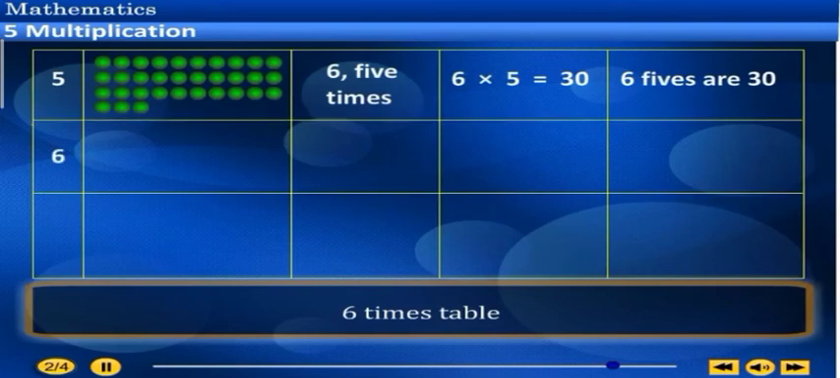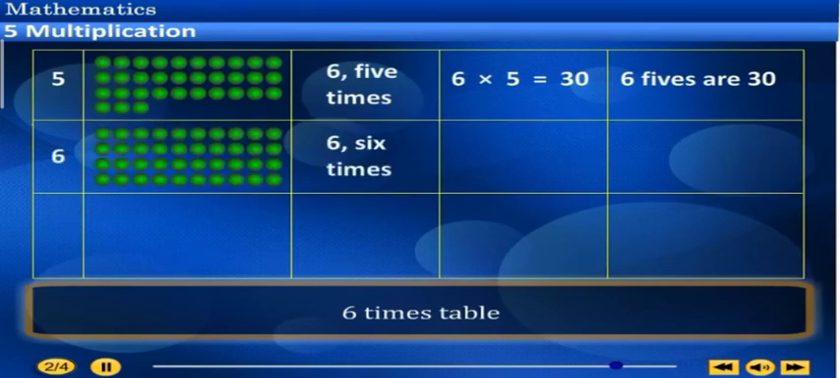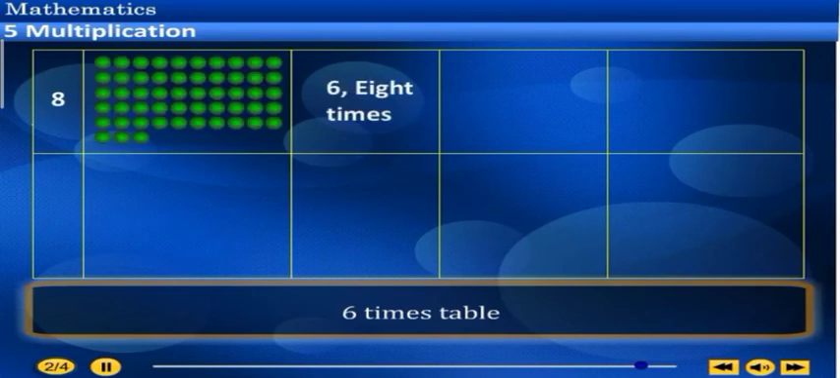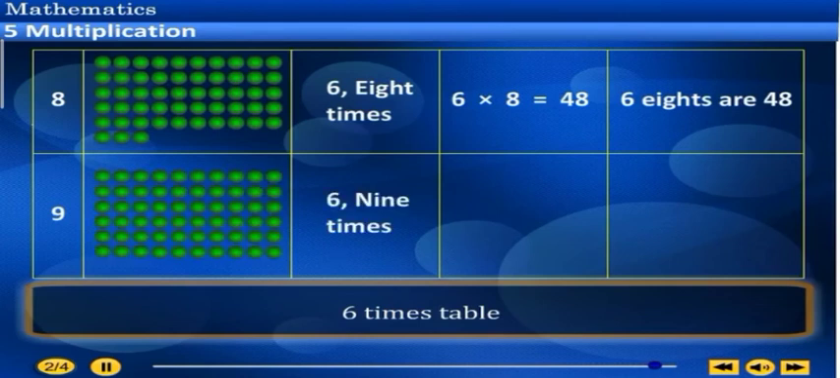6 fives are 30. 6. 6 six times. 6 multiplied by 6 is equal to 36. 6 sixes are 36. 7. 6 seven times. 6 multiplied by 7 is equal to 42. 6 sevens are 42. 8. 6 eight times. 6 multiplied by 8 is equal to 48. 6 eights are 48. 9. 6 nine times. 6 multiplied by 9 is equal to 54.